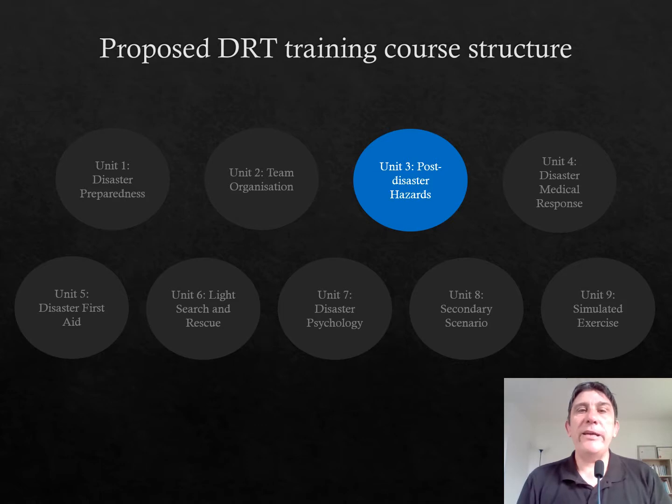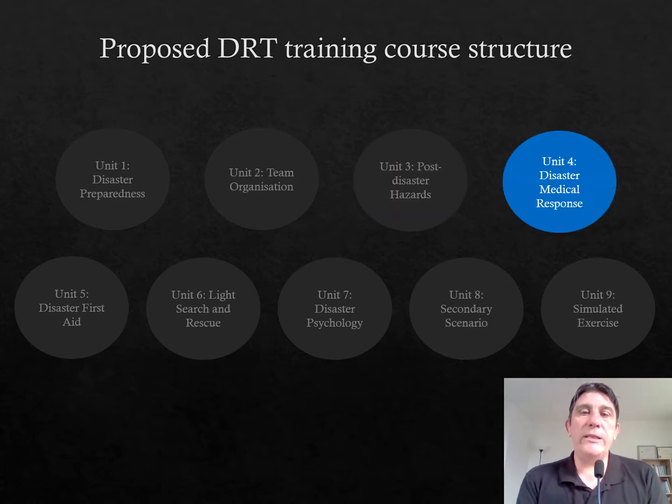Now, Unit 3 is basically Unit 2 from the CERT course. It's looking at post-disaster hazards. So it will discuss hazardous materials, public utilities, how to turn off electricity and gas, and also the case of small fires and how the team can put out fires. So it will cover the same material as in Unit 2, but also include the practical activity of using fire extinguishers or alternate methods to put out small fires.